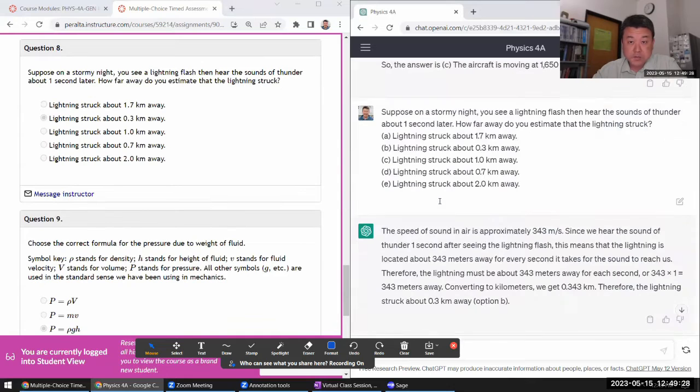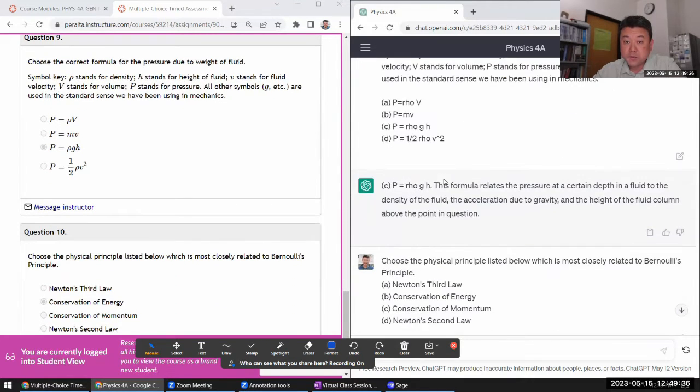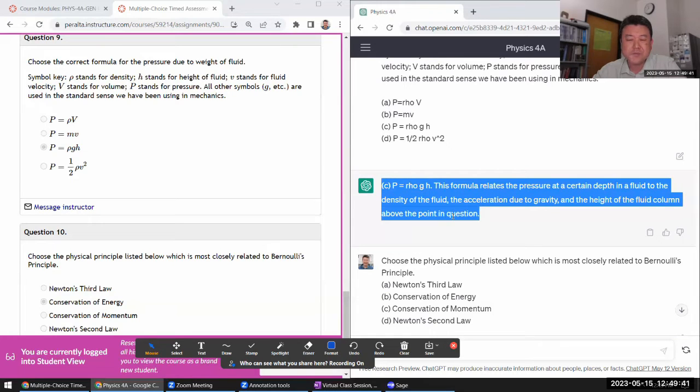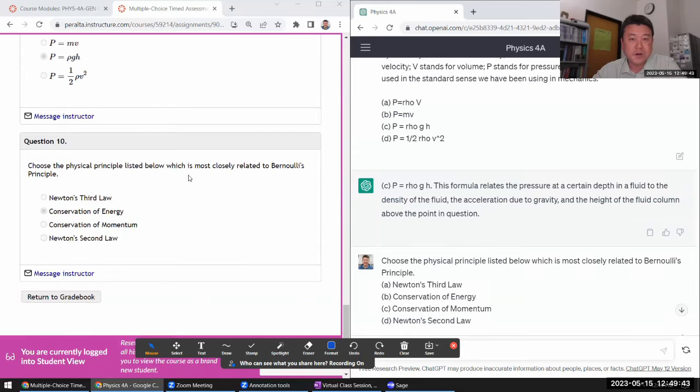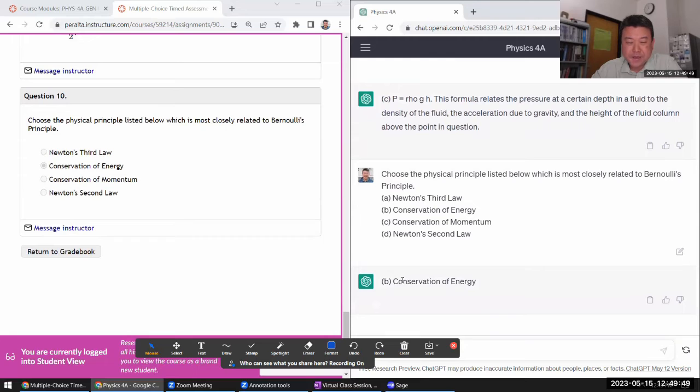So question 8, I think it did it right in 1 second. Yeah, that far away, and that's the closest, due to the weight of fluid. That's not really an explanation, but it's the kind of expression that you should memorize or know where to look up. So I wish it gave an explanation, but I think I've talked enough about how Bernoulli's principle comes from the conservation of energy principle. So, all right, that's all the questions.